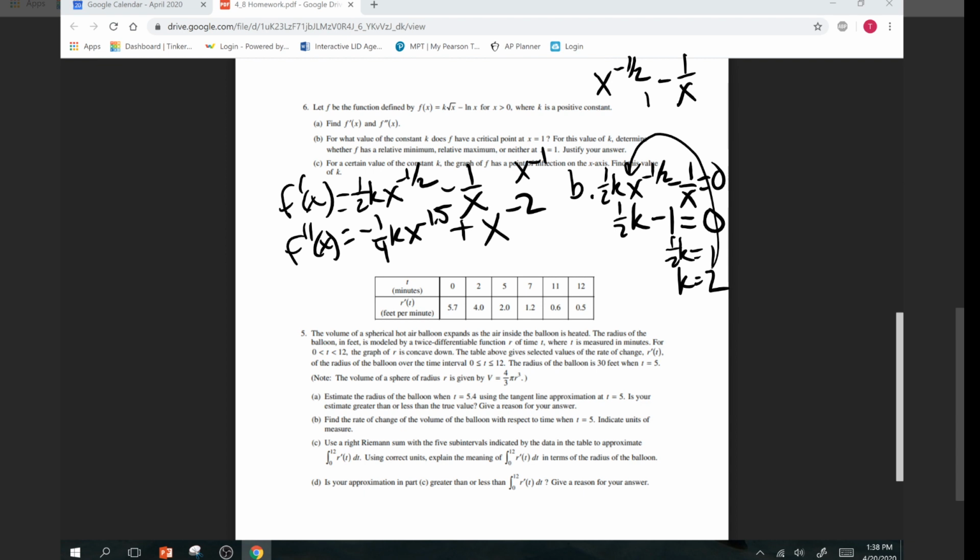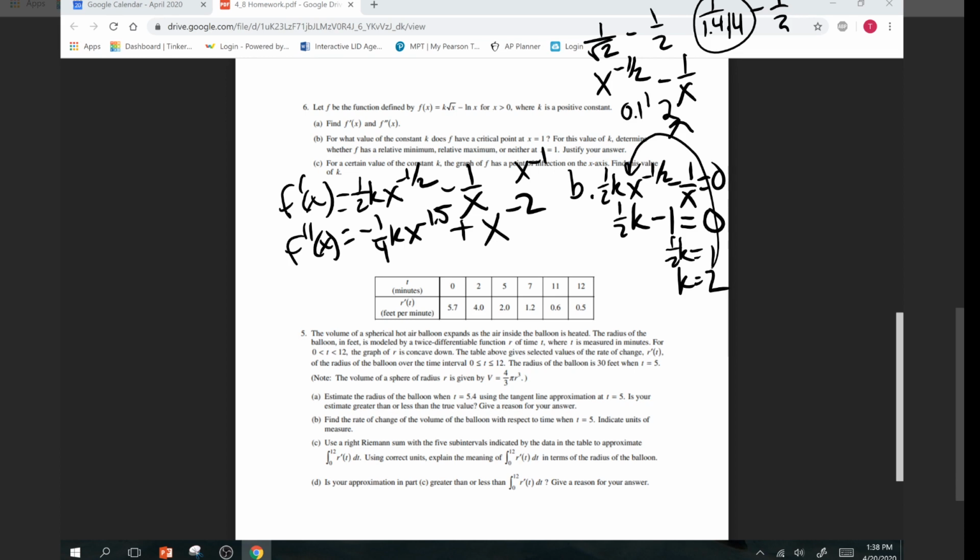If I plug in, I don't know, 0.1 and 2 into this, I can test and see whether or not it goes from increasing to decreasing or decreasing to increasing, which is how we always test for relative max or min. If I plug 2 in, I get 1 over the square root of 2 minus 1 over 2. That's negative, because 1 over 2 is big. Or wait, no. 1 over the square root of 2 is 1 over 1.414. Minus 1 over 2. Oh, that's positive, because this is bigger than a half. So we're actually increasing afterwards.